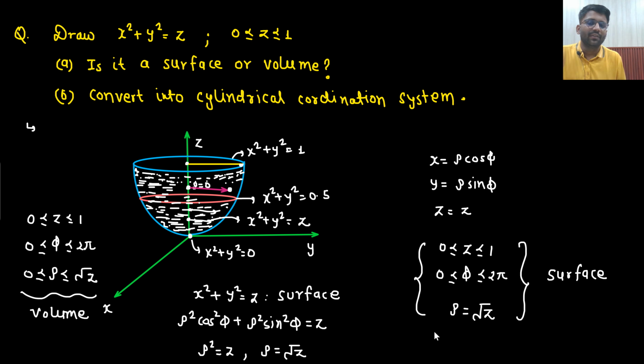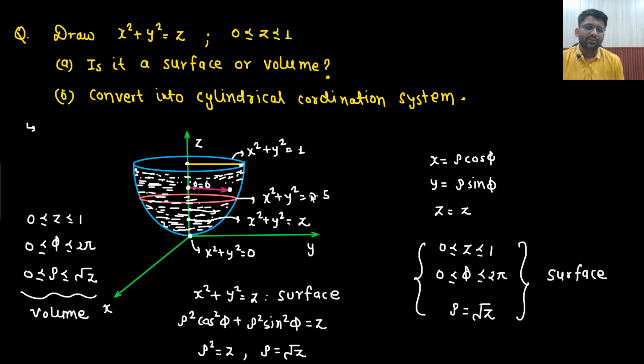So similarly here, we are talking about a surface now, because x square plus y square equals z is a surface, not a volume. So what is the scenario? z is varying from 0 to 1, phi is varying from 0 to 2 pi, and rho is equal to under root z. Rho on the surface is equal to under root z only. But if I talk about the volume, z will vary from 0 to 1, phi will vary from 0 to 2 pi, and rho will vary from 0 to under root z. Is that clear to you?